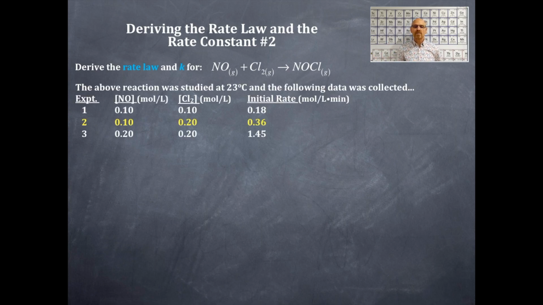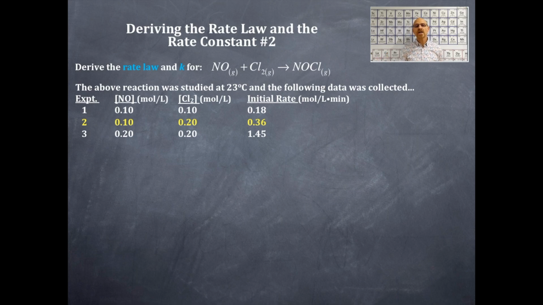The above reaction was studied at 23 degrees Celsius and the following data was collected. I have experiments 1, 2, and 3. I have concentration in moles per liter, that's molarity, of nitrogen monoxide, that's NO. And then I have concentration in moles per liter, that's molarity, of chlorine gas, that's Cl2. Then I have the initial rate in moles per liter minutes. I've got 3 experiments here, and I need to derive the rate law.